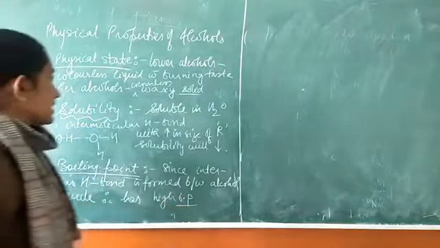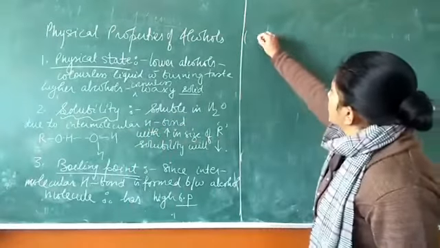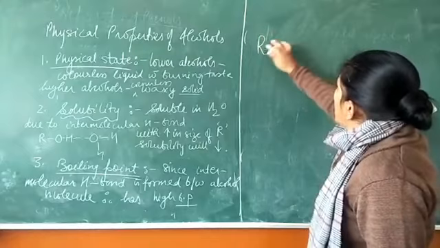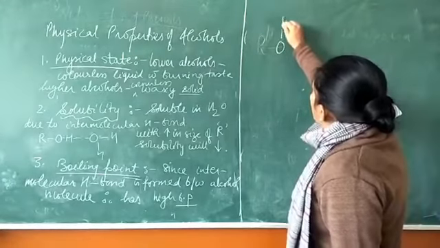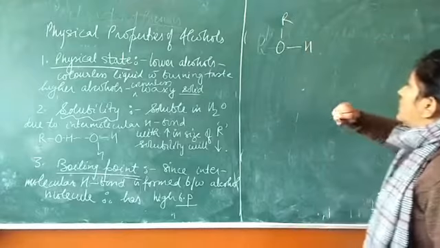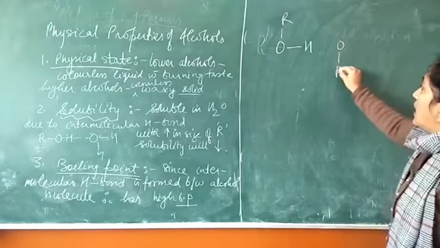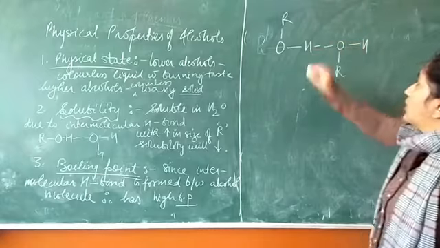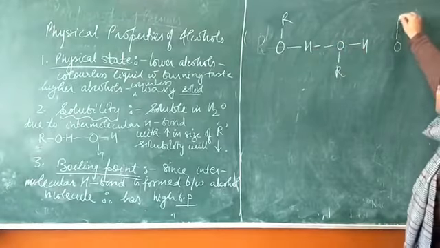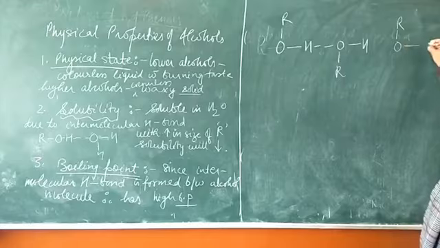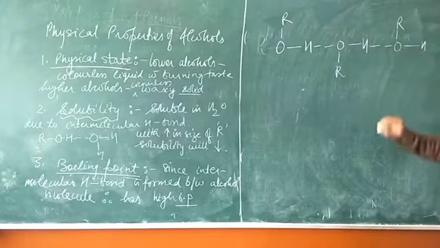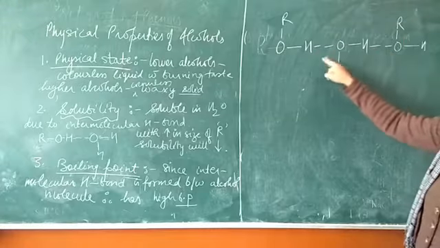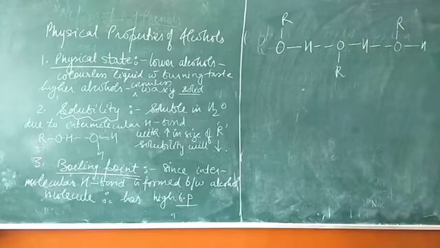Now here, let's see how the hydrogen bond is going to be formed. If it is ROH, I'm showing this is ROH, this bond is there. Now this is another alcohol molecule, and again we have another alcohol molecule. So you can see that the intermolecular hydrogen bonding is getting formed between the alcohol molecules. Therefore, there will be strong interaction and hence the boiling point is going to be high.